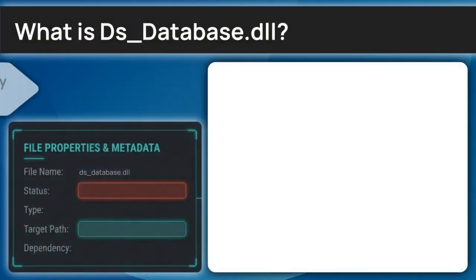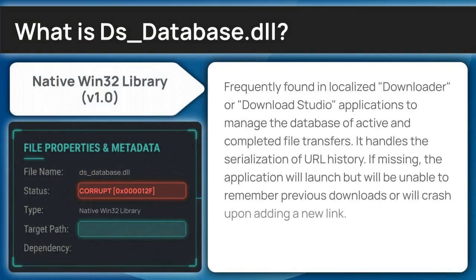This is the DS Database Library, frequently found in Localized Downloader or Download Studio applications to manage the database of active and completed file transfers. It handles the serialization of URL history. If missing, the application will launch but will be unable to remember previous downloads or will crash upon adding a new link. Now that you have the context, let's move into the repair process with a fresh installation.